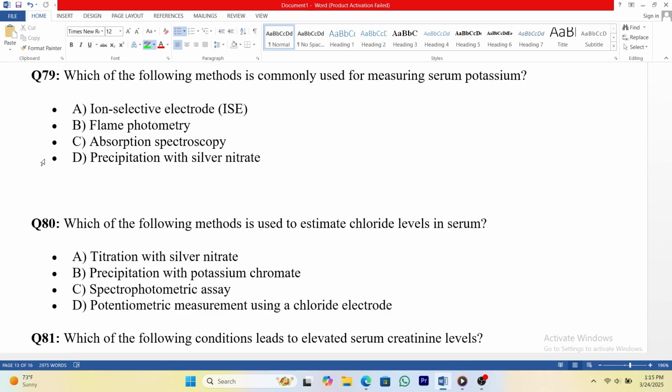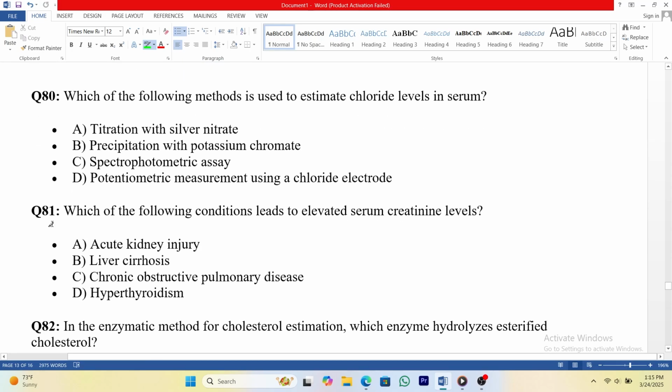79. Which of the following methods is commonly used for measuring serum potassium? A. Ion selective electrode, ISE. B. Flame photometry. C. Absorption spectroscopy. D. Precipitation with silver nitrate. Answer, A. 80. Which of the following methods is used to estimate chloride levels in serum? A. Titration with silver nitrate. B. Precipitation with potassium chromate. C. Spectrophotometric assay. D. Potentiometric measurement using a chloride electrode. Answer, A.